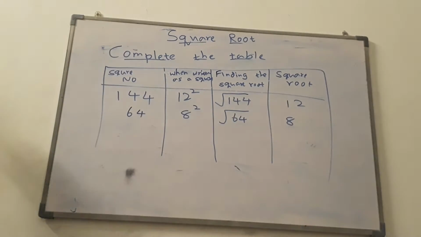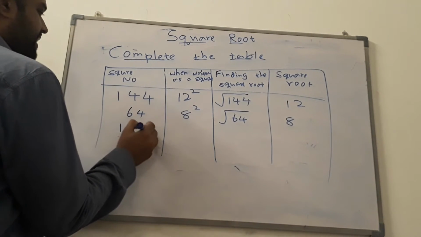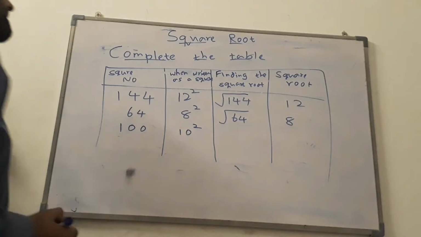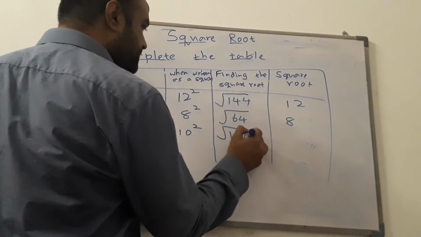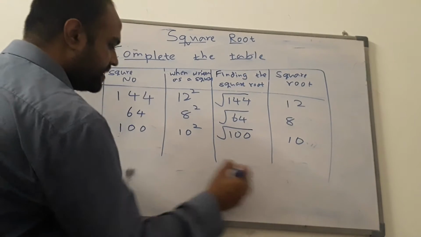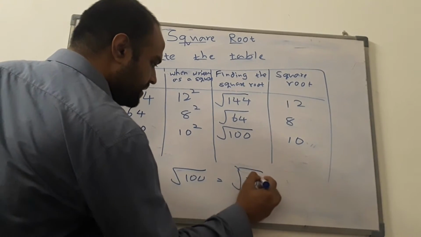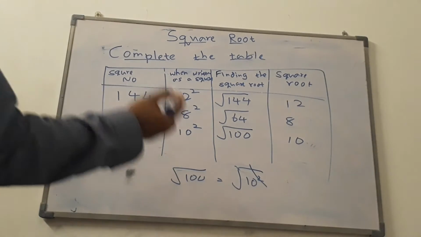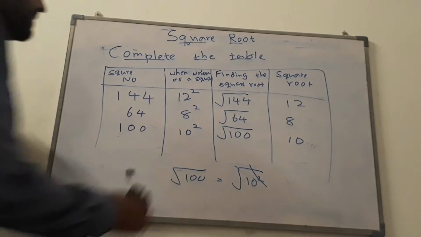Next, 100. Easy. 100 means 10 squared. 10 times 10 is 100. So square root of 100 means 10. Square root of 100 means square root of 10 squared. So square and root get cancelled. Answer is 10. That's how we get 10.